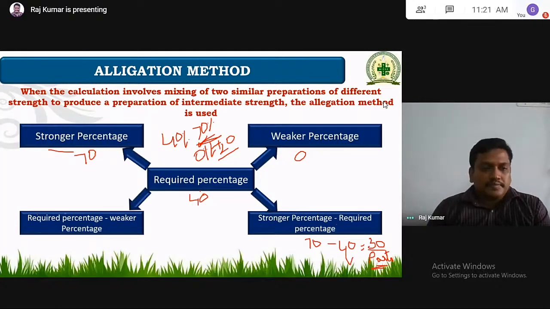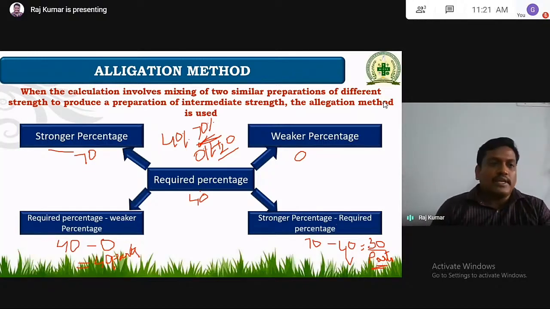Then here, required percentage minus weaker percentage. Here required will be first. 40 minus 0. You will get 40. This is 40 parts. And this is 30 parts.